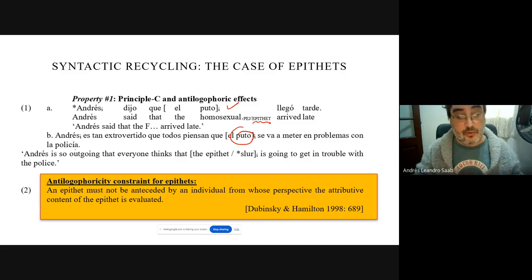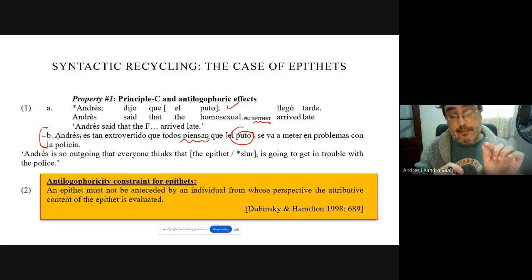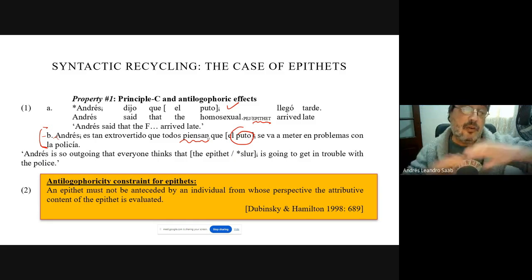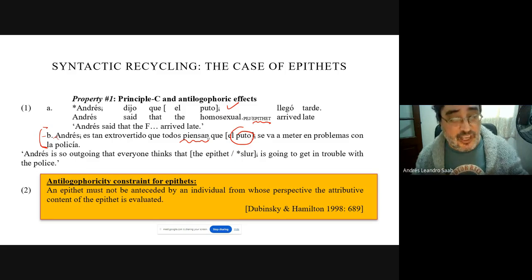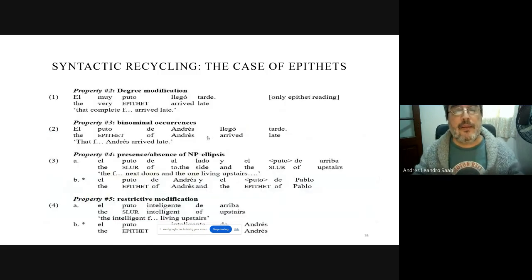This is also a principle C context. The change I made here is only related to perspective. I only change the perspective, okay? That's the point. I maintain the C-command structure, the C-command environment is the same as the first sentence, but the perspective changes. When the perspective changes, the epithet is okay, but the slur is still out because of principle C, okay? But there are many other differences.